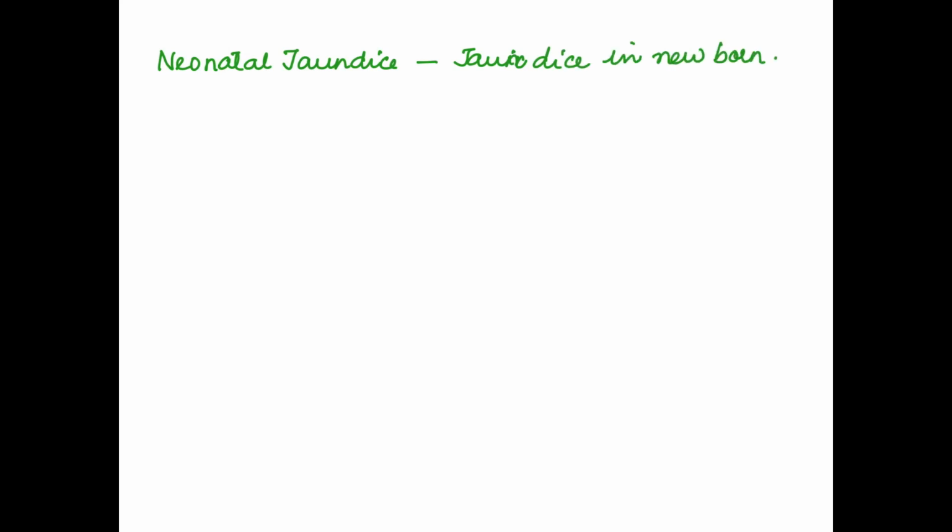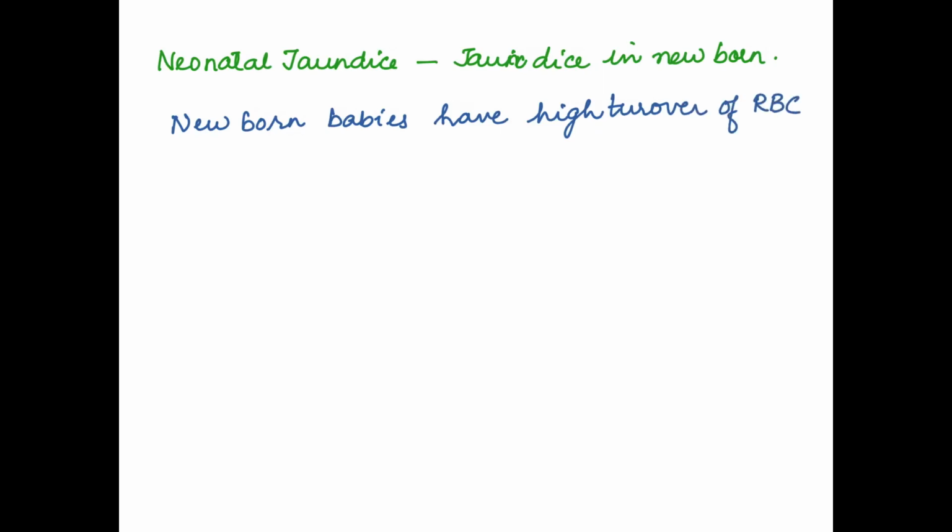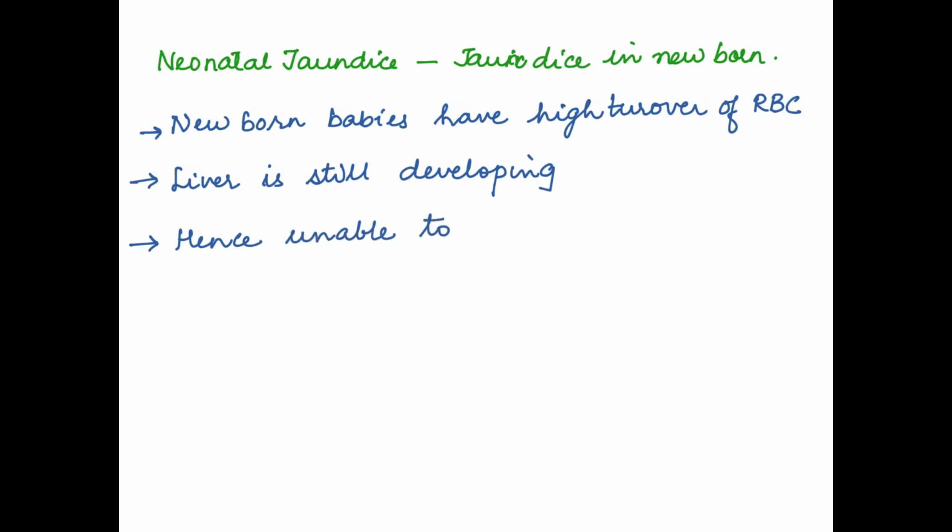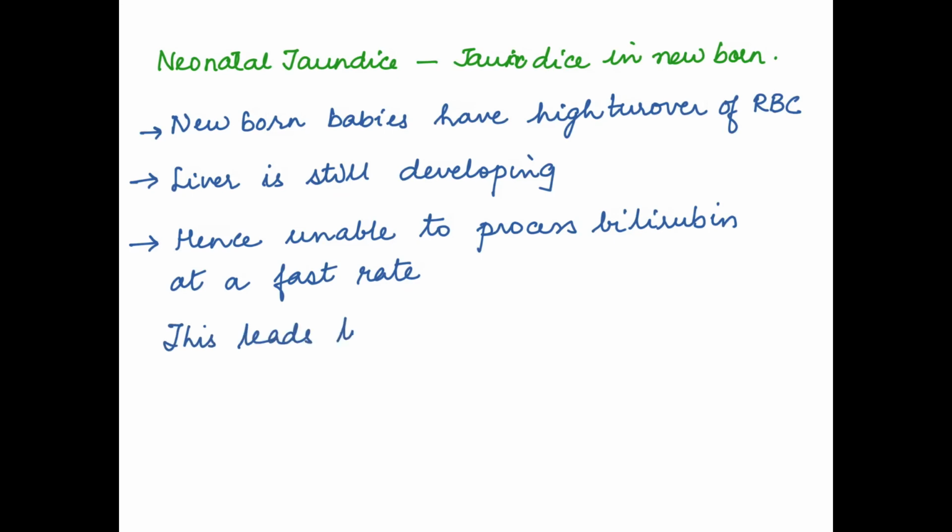Neonatal jaundice, or the jaundice in newborn babies. Newborn babies have a very high turnover of red blood cells. When they have a high turnover of red blood cells and their liver is still developing, the liver is unable to process the bilirubin at a fast rate as compared to its production. This leads to jaundice, which is called neonatal jaundice.